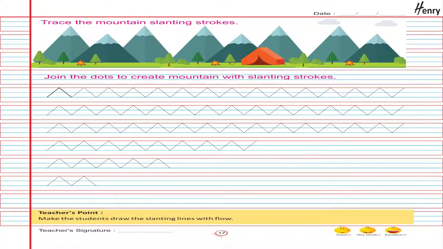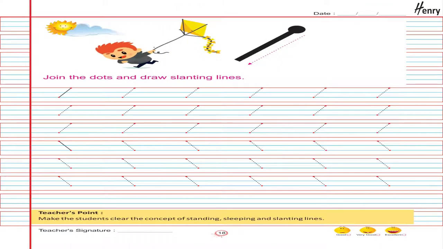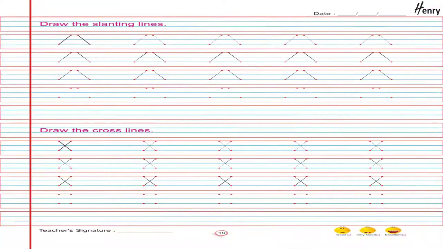Join the dots to create mountain with slanting strokes. Join the dots and draw slanting lines. Draw the slanting lines. Draw the cross lines.